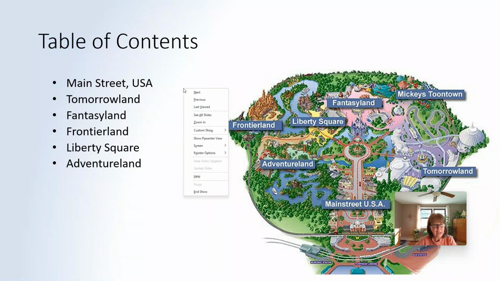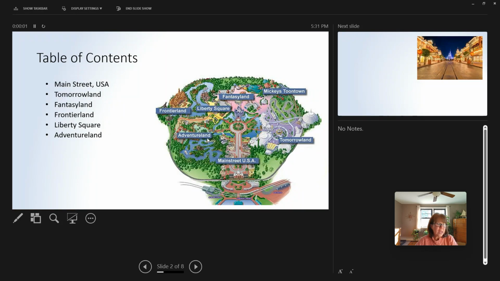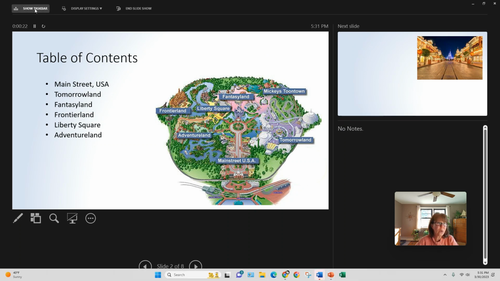I'm going to right click and get that shortcut menu again. And I want to point out show presenter view. Now in this view, your slideshow is still running, so your audience still sees it, but you have access to see your next slide that's coming up and any speaker notes that you have for the current slide that you're showing. You also have some options here at the top, show your taskbar or unshow it.